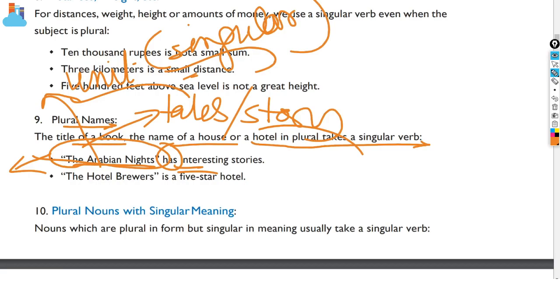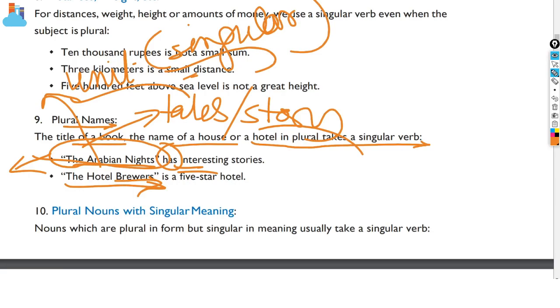अगर have देंगे plural का formula use करके तो वो गलत हो जाएगा. The Hotel Brewers is a 5-star hotel. ये देखिए, ये होटल का नाम है. ये ऐसा हो सकता है कि this is run by an NGO, a group of people, और उसका नाम ब्रीवर्स दिया है. तो ऐसे देख के आप कंफ्यूज नहीं होना. It will be followed by not a plural verb but a singular one.